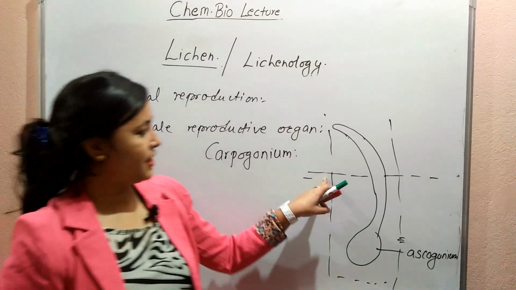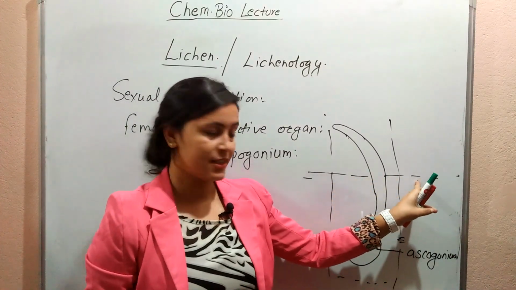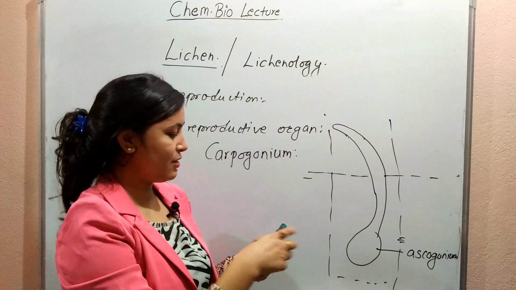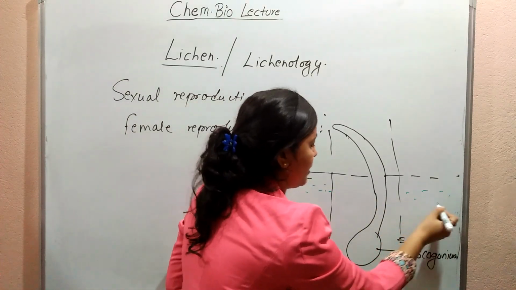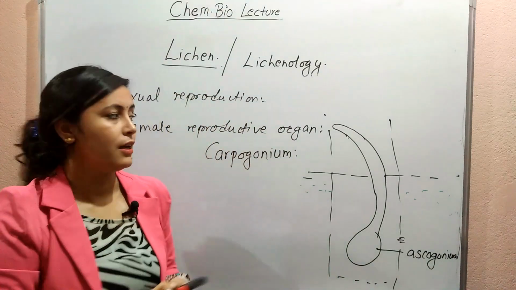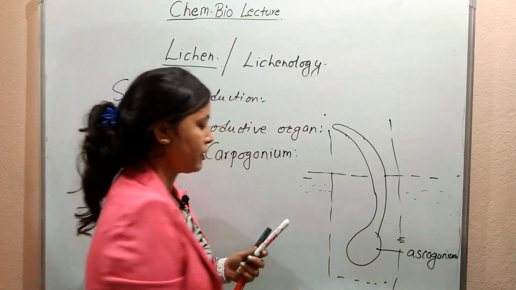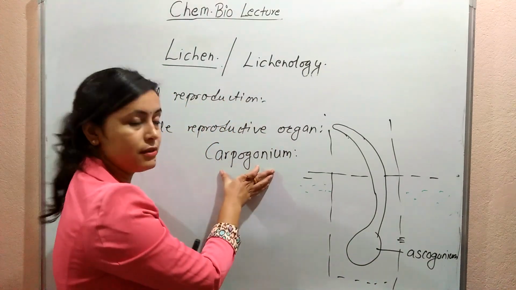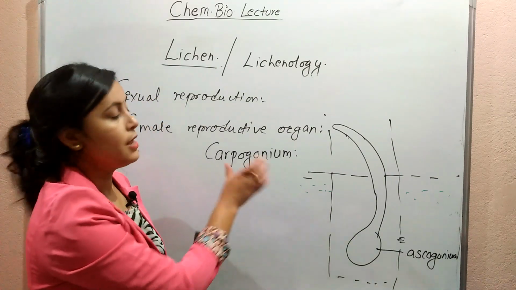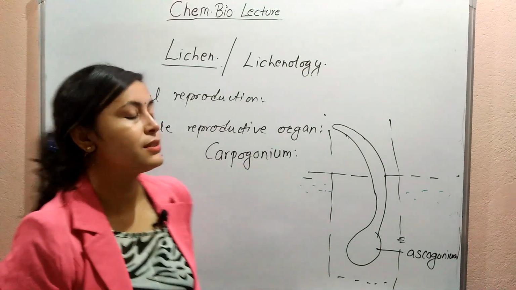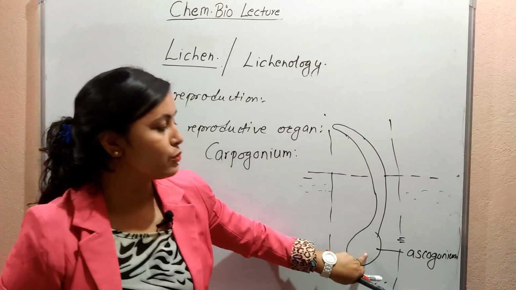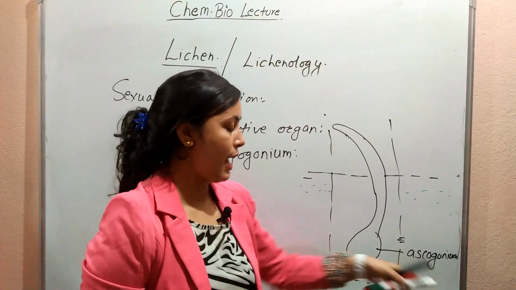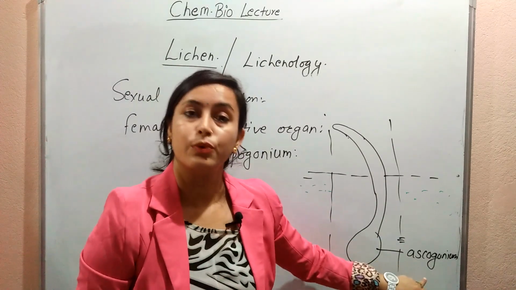You can see the upper cortex. Below this lies the algal component. So more or less in the medulla region you can see the female reproductive structures, which we call a carpogonium. And this carpogonium consists of the basal swollen region. This basal swollen region is called the ascogonium.